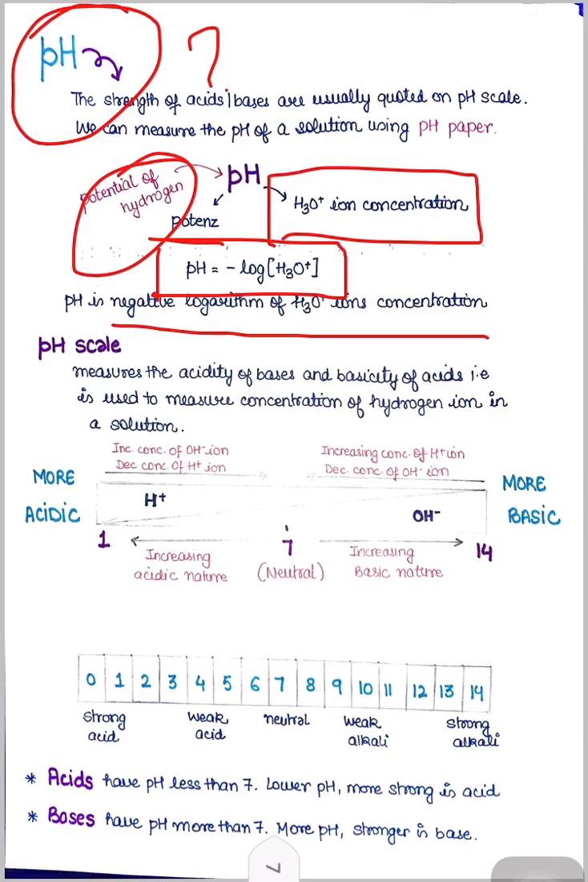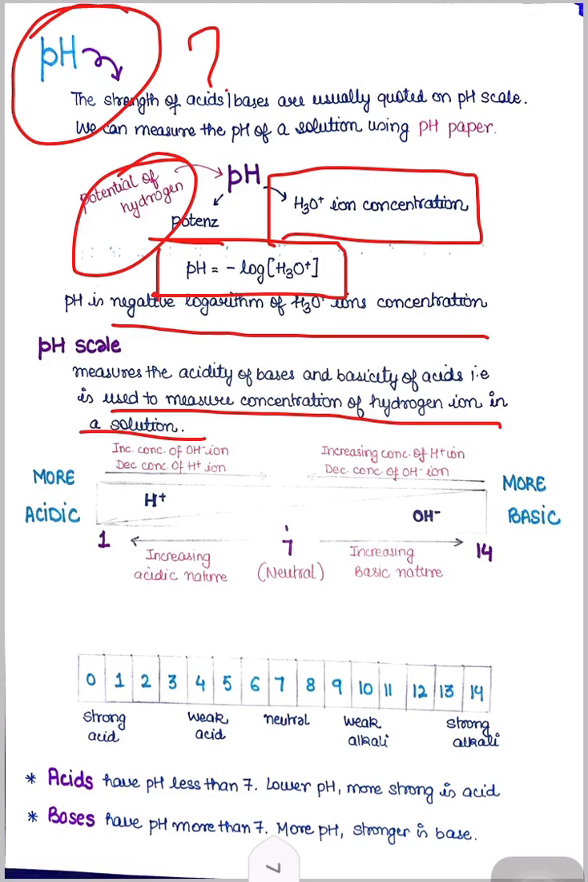pH paper is just like litmus paper, and we can use it to compare the strength of an acid and base using a pH scale. Now what is the pH scale? The pH scale is also used to measure the concentration of hydrogen ions in a solution.